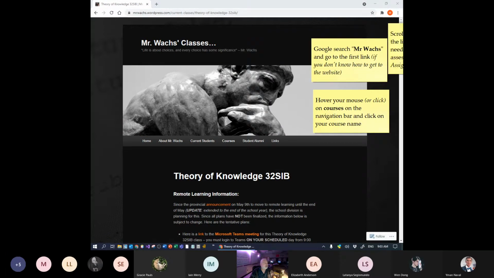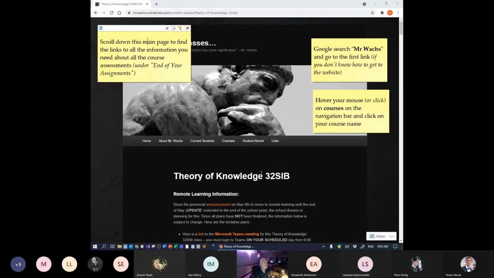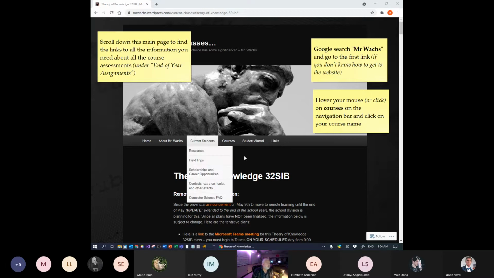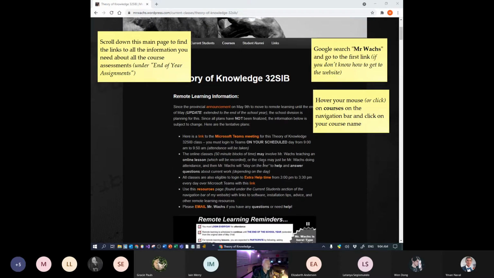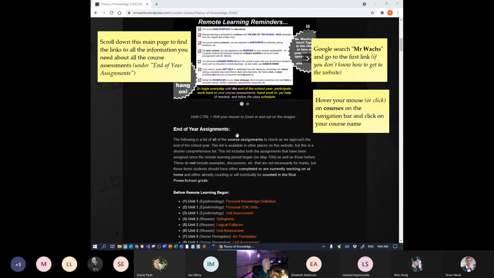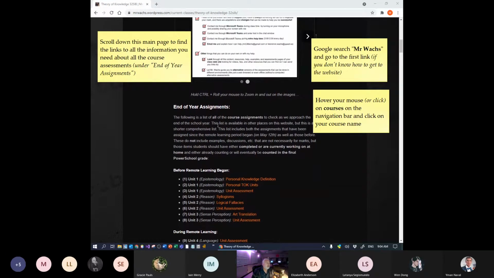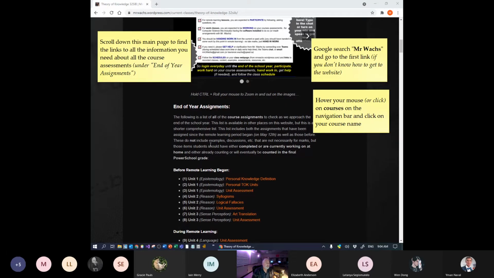Now that you're on this page, you can scroll. You don't need to go to any other pages, really, because I've put everything you guys need right on this main page. So this main page has all the information you need for the end of the year stuff. So for example, if I scroll down, here's obviously the information to connect to Teams. You already knew that. Here is the end of year assignments. So this is the stuff for the assignments.